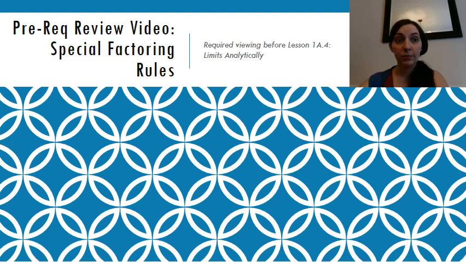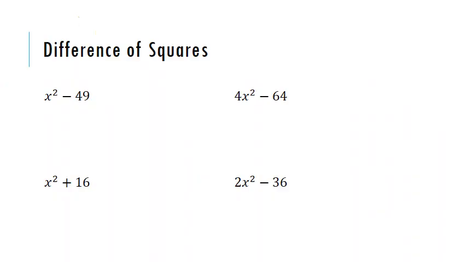Okay, so next we are going to review a few special case factoring rules: difference of squares, sum of cubes, and difference of cubes. Okay, so the difference of squares is kind of a factoring shortcut.